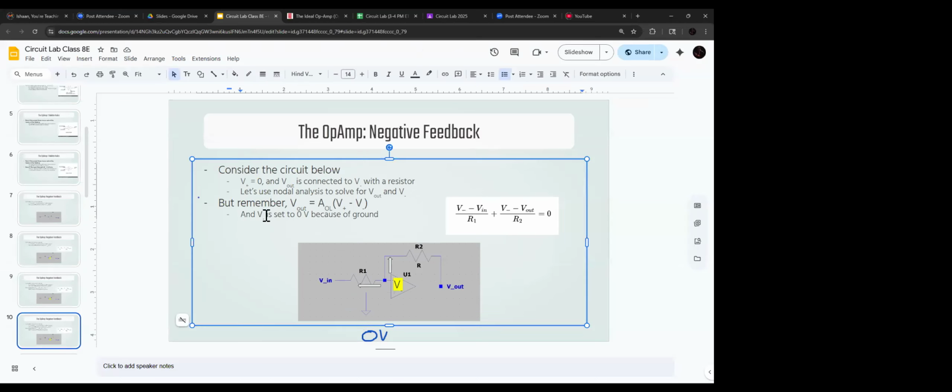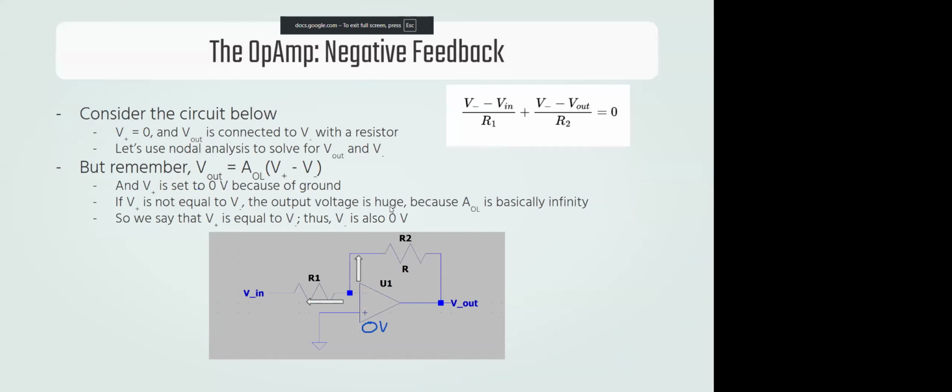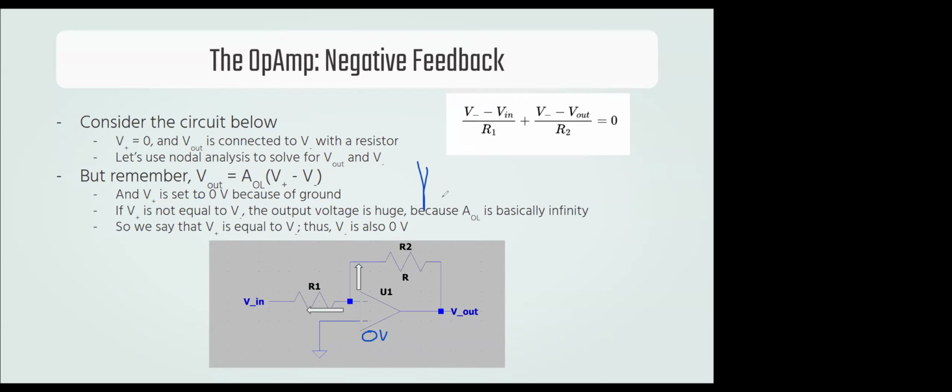V plus is set to 0 volts because of ground. Okay. So if V plus is not equal to V minus, the output voltage is going to be massive. Remember that V out equals AOL times V plus minus V minus.